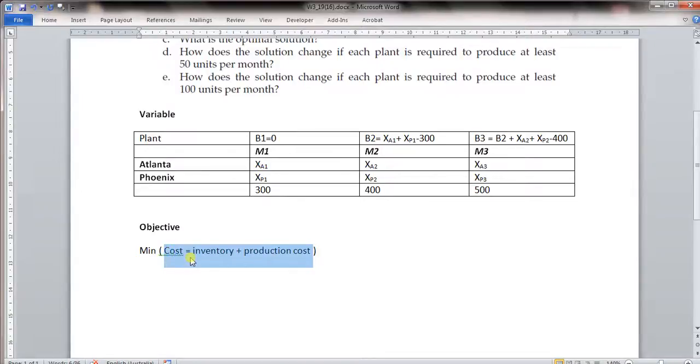So that would be inventory cost, which would be B1 plus B2 plus B3 multiplied by 30, plus production cost, which would be 400 multiplied by the units produced at Atlanta.